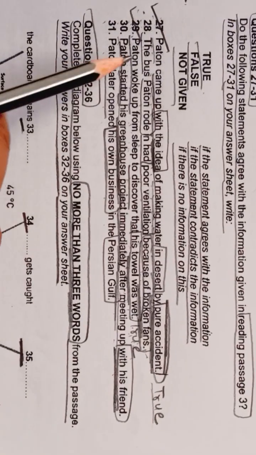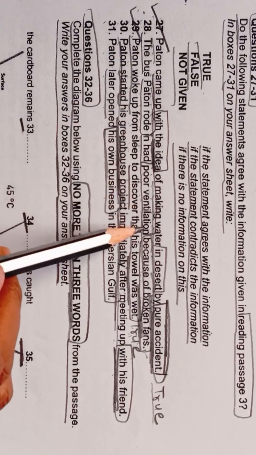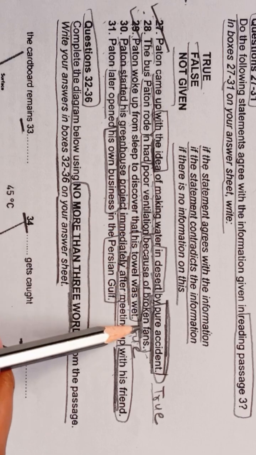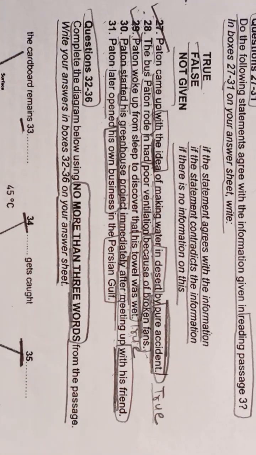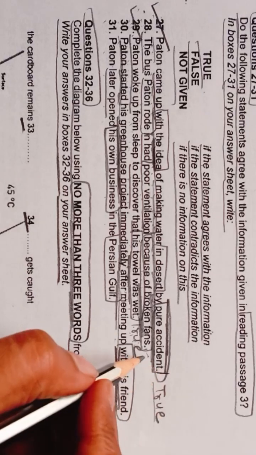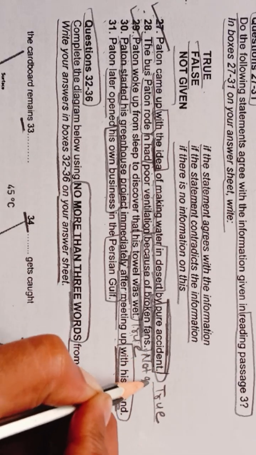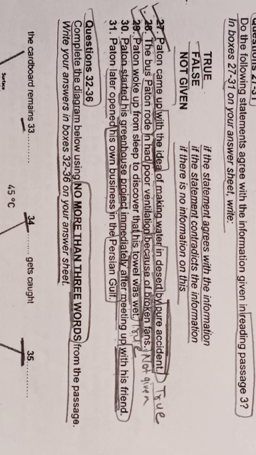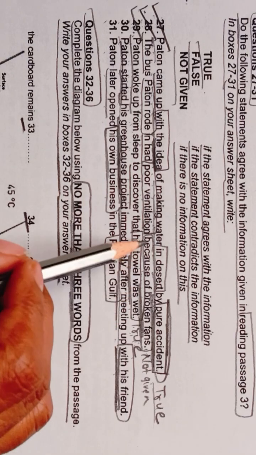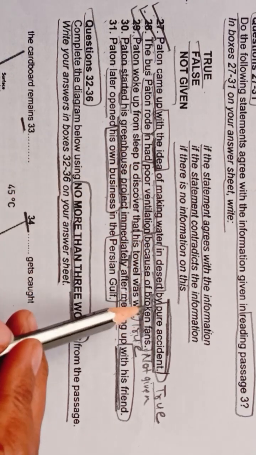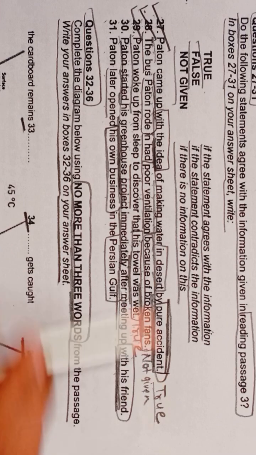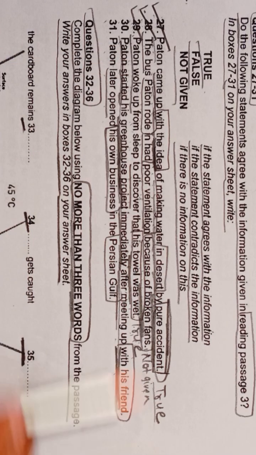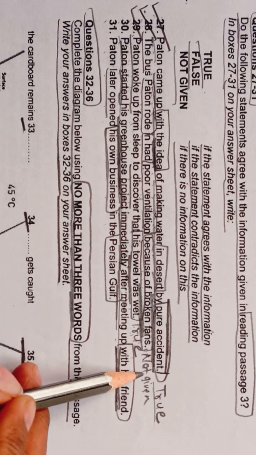So here, the bus Patton rode in had poor ventilation because of broken fans. This thing we have not seen in the B paragraph. So we will write not given in front of 28 in our answer sheet. I hope you have understood this. We have not seen anything regarding poor ventilation or broken fans, so that's why we have written not given here.